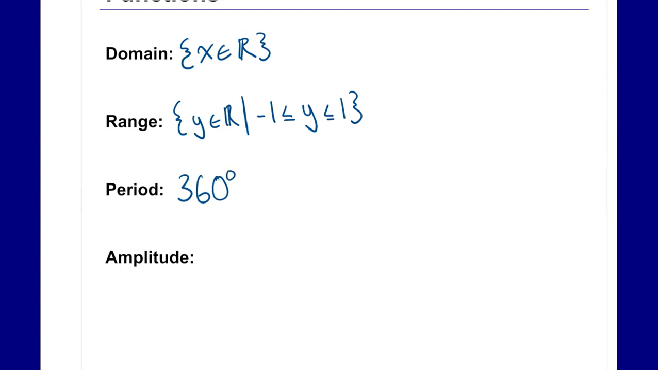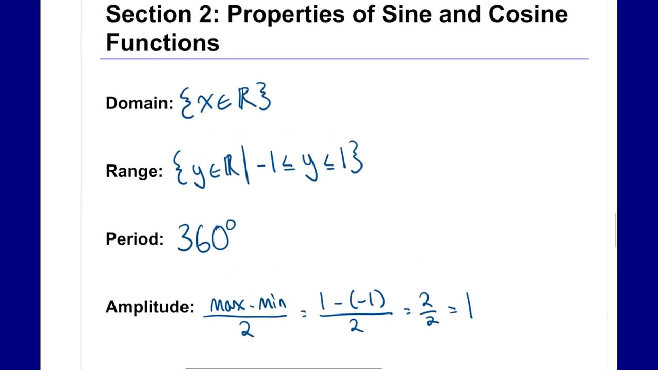The amplitude, remember we have a formula: max minus min divided by 2, or half the distance between the max and min. I already have my max and min from my range. The max is 1, my minimum value is -1, so 1 minus -1 divided by 2, 2 divided by 2, or 1. So our amplitude for our sine and cosine functions is 1.